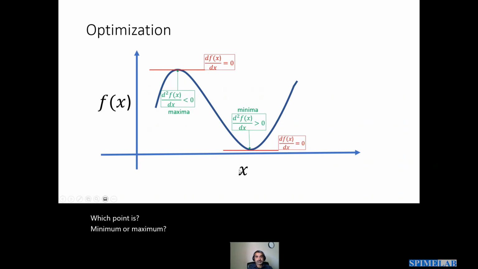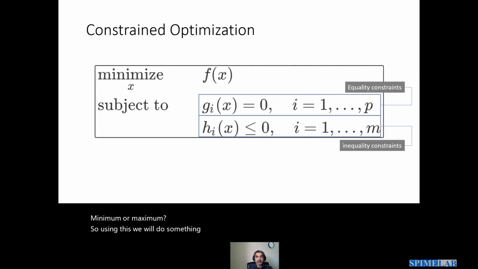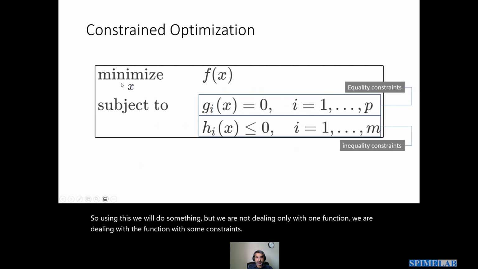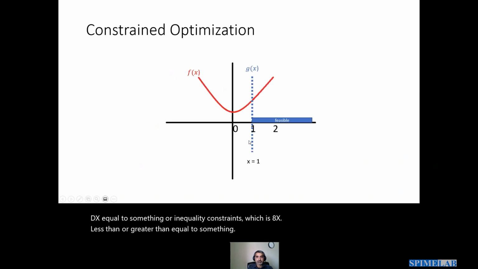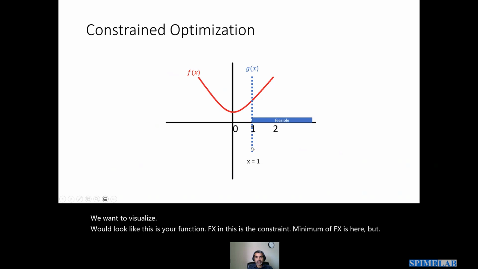So using this, we will do something, but we are not dealing only with 1 function. We are dealing with a function with some constraints. So we are trying to minimize a function that is subject to some constraints. Constraints could be g(x) equal to something, or inequality constraints, which is h(x) less than or greater than or equal to something. This kind of problem we want to visualize would look like this. This is your function f(x), and this is the constraint. Minimum of f(x) is here, but given the constraint, the only feasible solution is beyond 1.